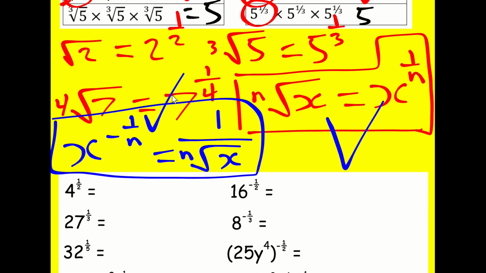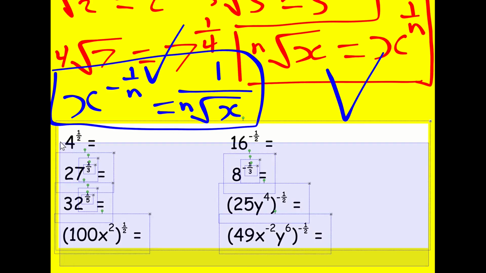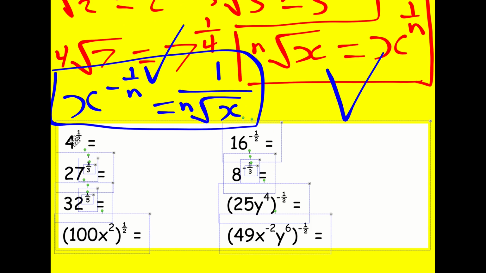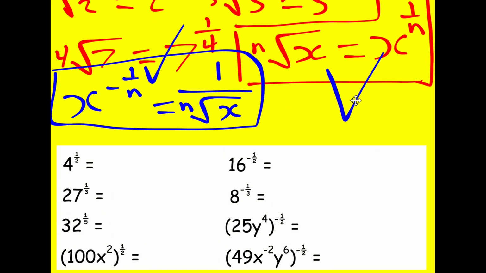Okay, let's put that into practice with 8 examples. So as long as we understand these 2 results above and we know how to find roots, we're going to do all of this without a calculator, then we can solve these questions. So let's do this. 4 to the power of a half without a calculator is going to be the square root of 4, which is 2. Okay, 4 is a square number, 2 times 2 gives us 4, so the square root of 4 is 2.